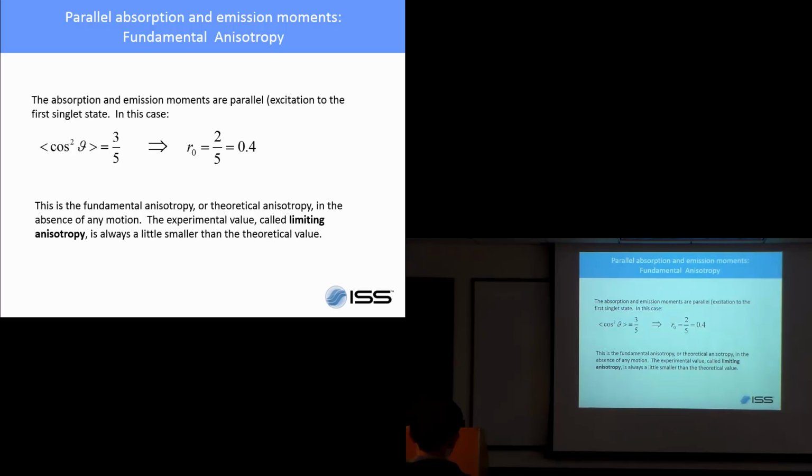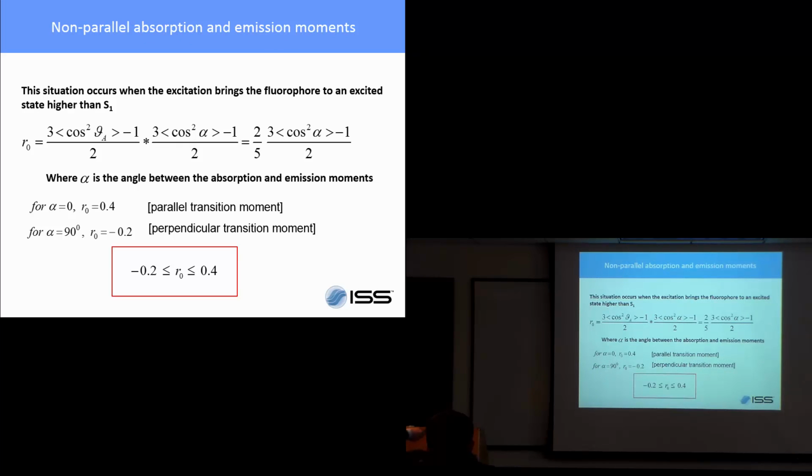And in reality, we never get 0.4 because of a lot of practical issues that deal with the experiments. Now, what happens if the transition moment is not parallel, but if it makes an angle? So the formula becomes a little more complicated. So there is this term that we just saw. And then there is the angle between the absorption and emission moments.